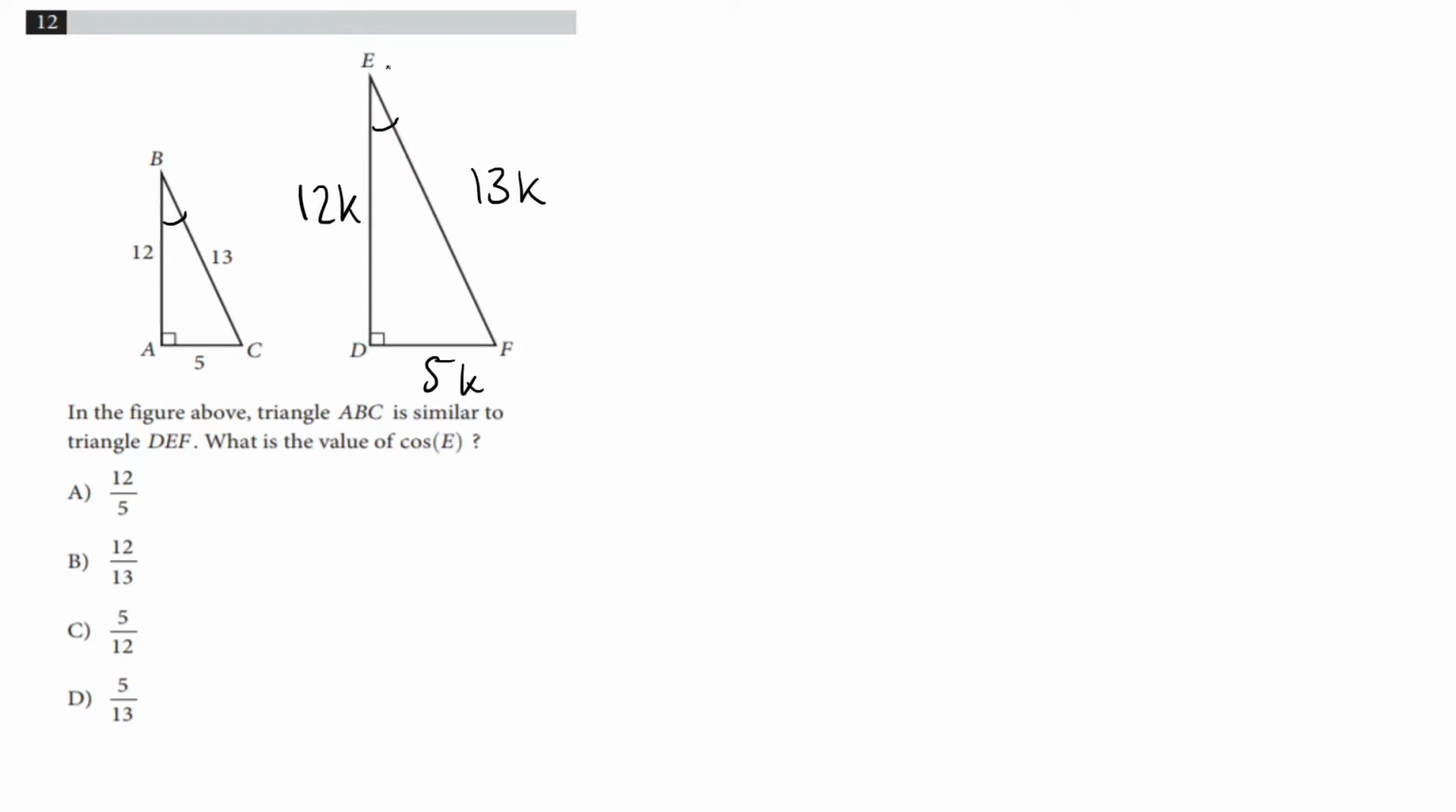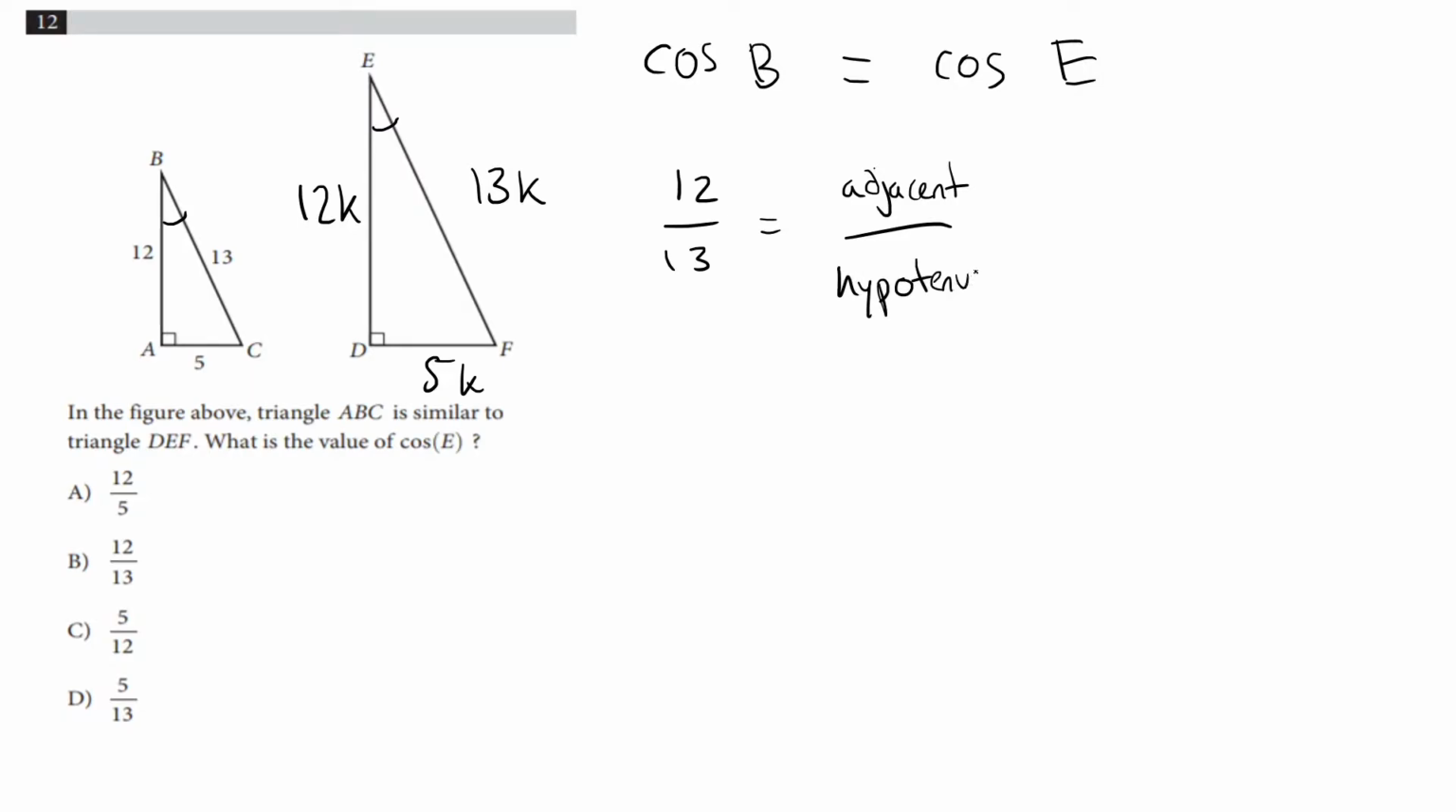So what is cosine of E? E has the same angle as B, so cosine of B should be equal to cosine of E. Now, we'll actually show why this is true. Cosine of B, we can see pretty easily, is 12 over 13 because cosine is equal to adjacent over the hypotenuse. SOHCAHTOA, classic SOHCAHTOA. So cosine of E would then be 12k over 13k. The k's cancel out, which is very nice for us, giving us 12 over 13.